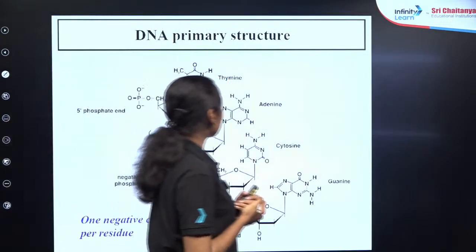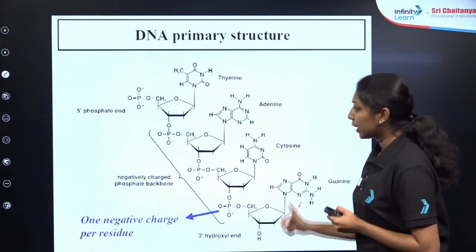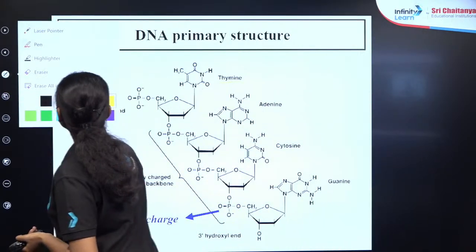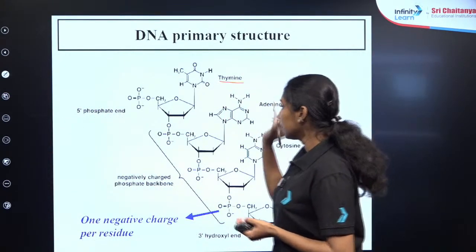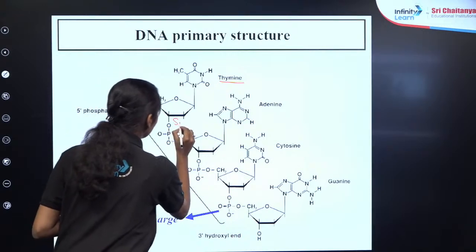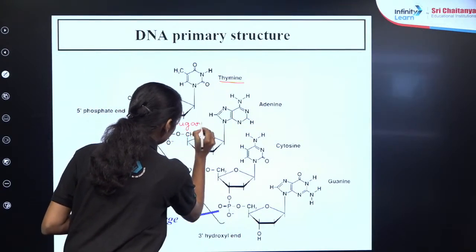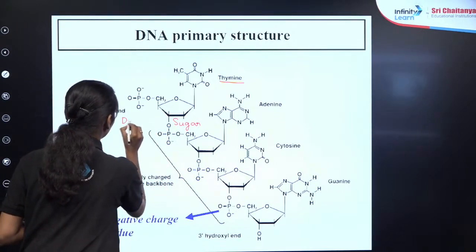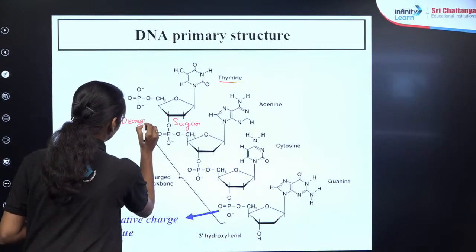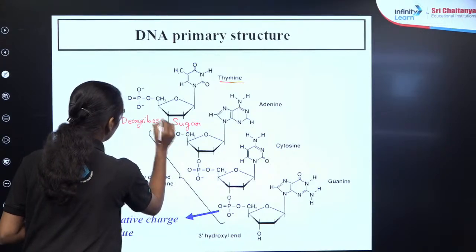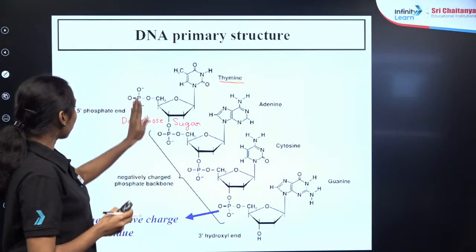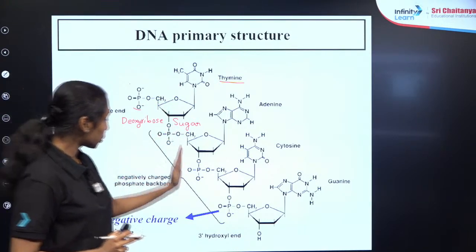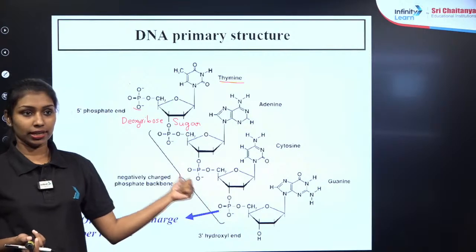So this is our DNA primary structure. As you can see over here, this is our nitrogen base, right? Here it is given as thymine. And this is our sugar molecule. In the case of DNA, the sugar present is deoxyribose sugar. Then this is the phosphate group. Together, the phosphate group, sugar and the nitrogen base are known as the nucleotide. These nucleotides combine together to form the primary structure of DNA. Clear?